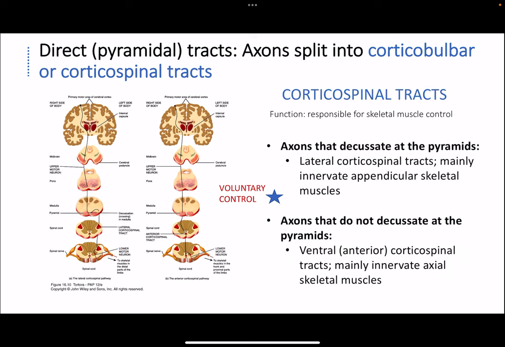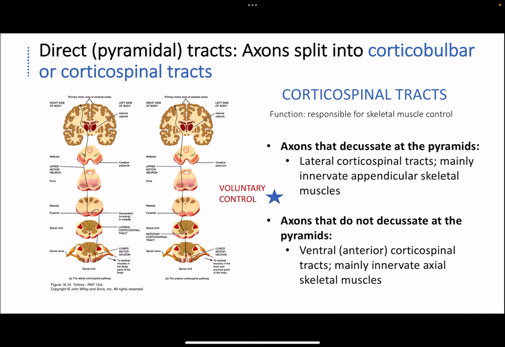All right. So the first one that we'll look at is called the corticospinal tract. All right. So again, cortex, spinal cord. These are stimulating our skeletal muscles voluntarily. All right. So we have voluntary control over these pathways.